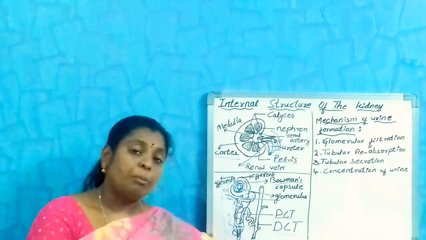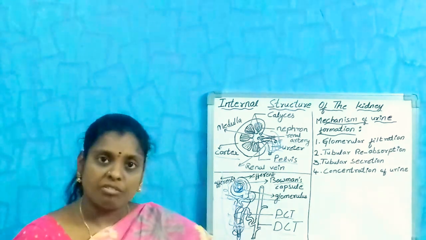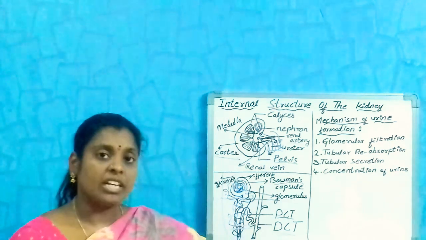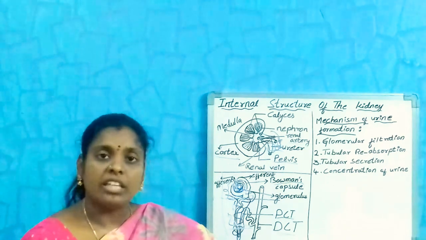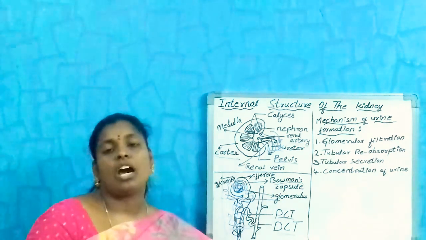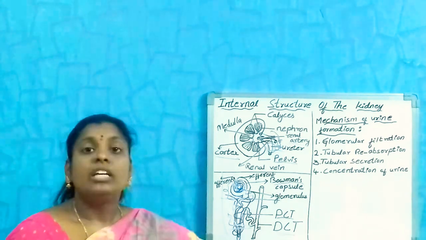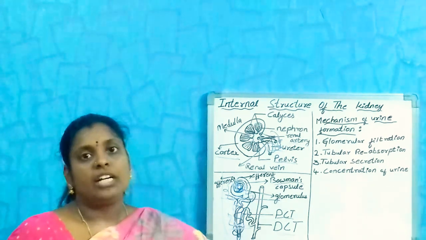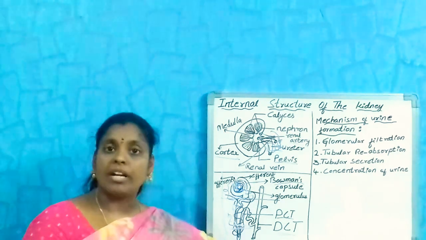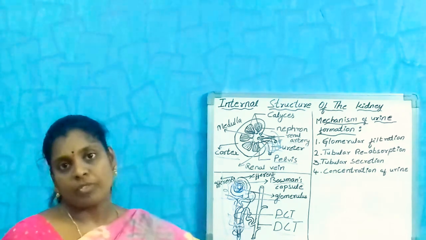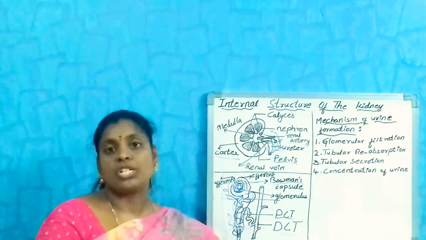And repeated passage of urine, because of an increase in the sugar levels in the blood, gives them the urgency of passing urine at regular intervals. In such a situation we call it diabetes insipidus. By this we have completed the mechanism of urine formation.